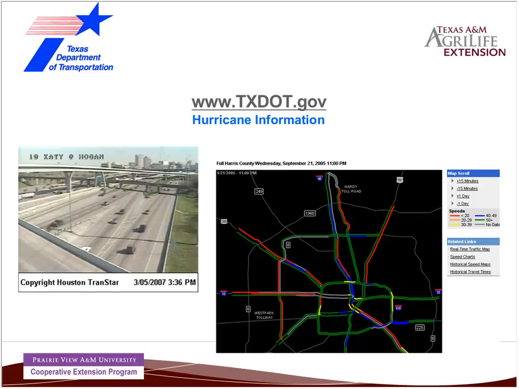an example of the presentation of the TxDOT website prior to contraflow. And contraflow would make all lanes exit toward the north only. We'll talk about that shortly. Go ahead, next slide.